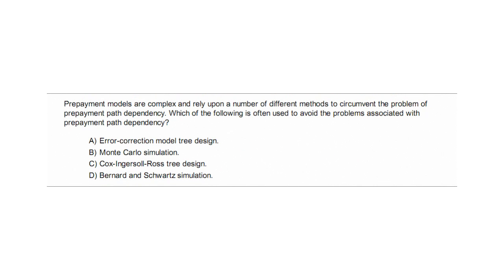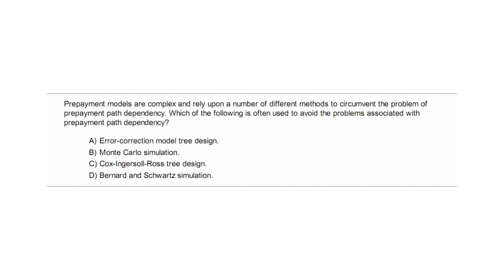Okay, the next question here is that prepayment models are complex and rely upon a number of different methods to circumvent the problem of prepayment path dependency. Which of the following is often used to avoid the problems associated with prepayment path dependency?